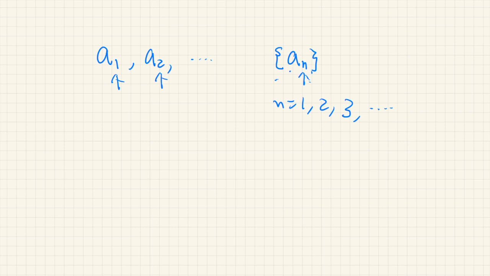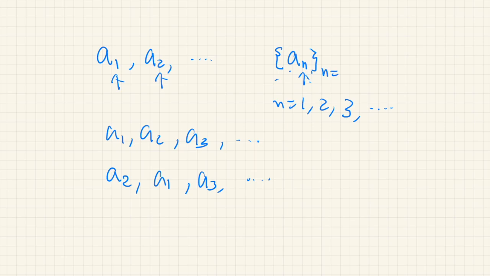And this order matters. The sequence A1, A2, A3, and so on, this is different from A2, A1, A3, and so on. Okay, it's not a set, it's a sequence. To stress it's a sequence, we may write like this, and from 1 to infinity.